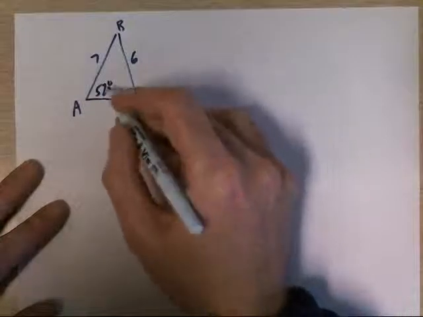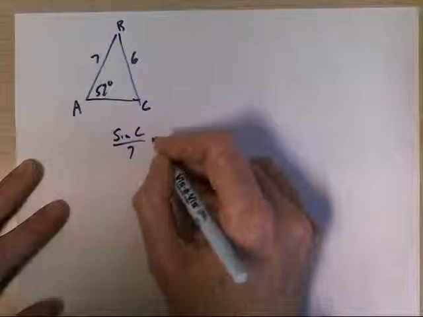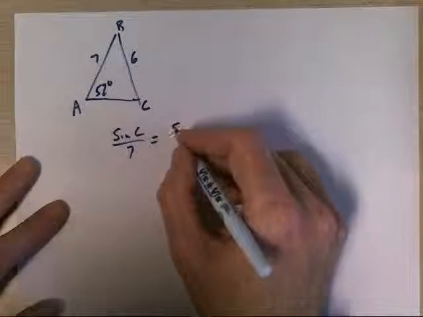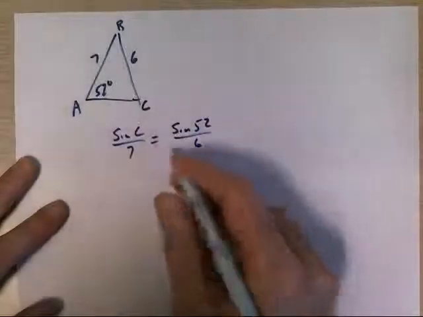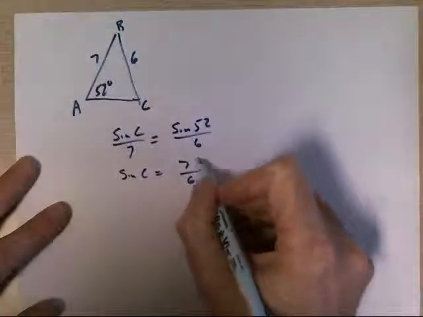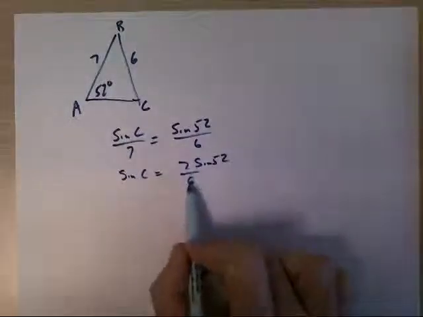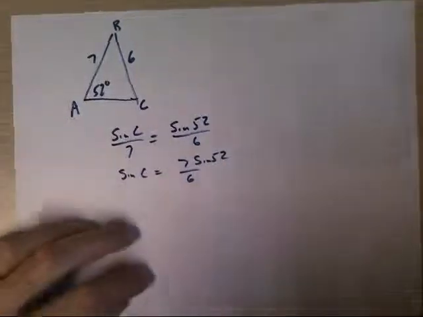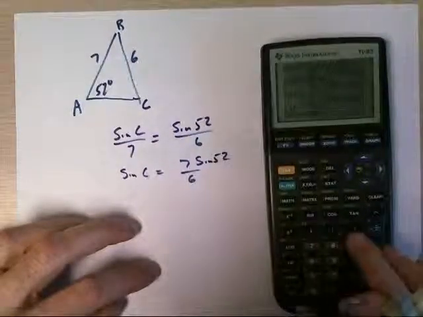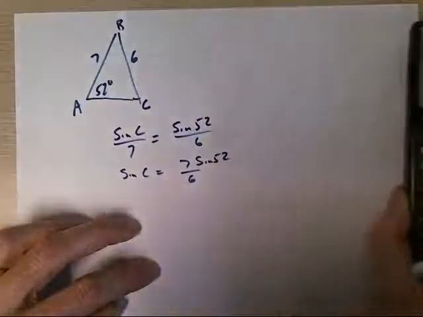Well, again, this is C. I've got sine of C divided by 7 equals the sine of 52 divided by 6. Now this is sine C equals 7 over 6 sine 52. Now, see, this is still a little tricky. 7 over 6 is a little bit bigger than 1, so maybe the sine of 52 is small enough. We'll hope. Here we go. 7 sine 52 divided by 6 is 0.919, so we're good here.